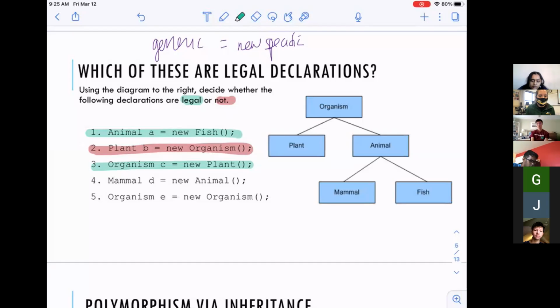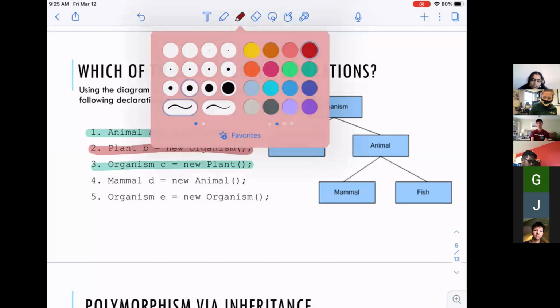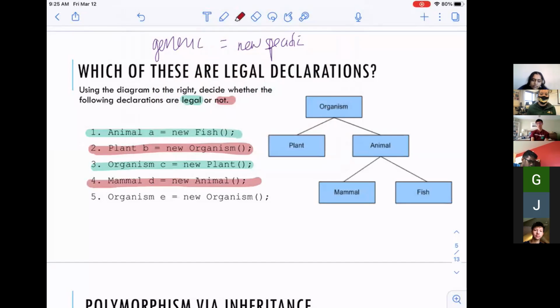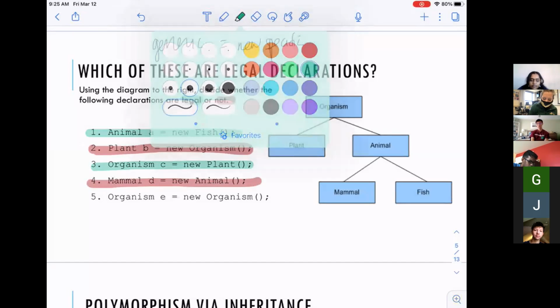And yes, a lot of people are saying no and yes. All right, so let's see. And then we also had a question, which we will take a look at too. So the first one, mammal equals new animal. That is a no. Nice job, you guys. We can't go backwards. And then the next one says organism equals a new organism. Yeah, we can do that. That's what we've been doing all year. We can totally do that.